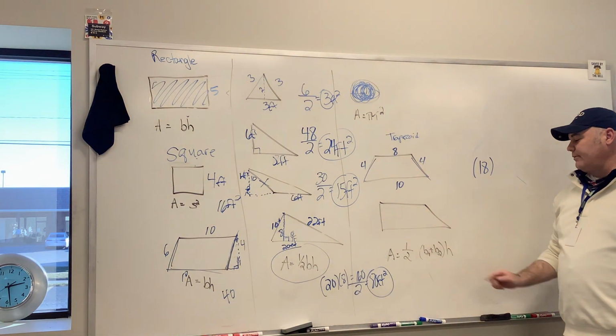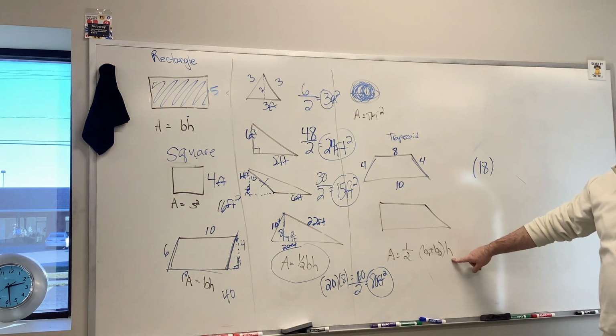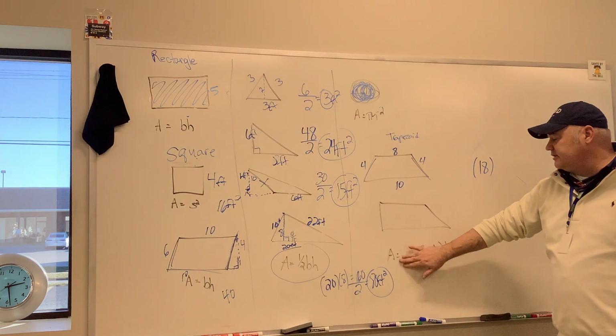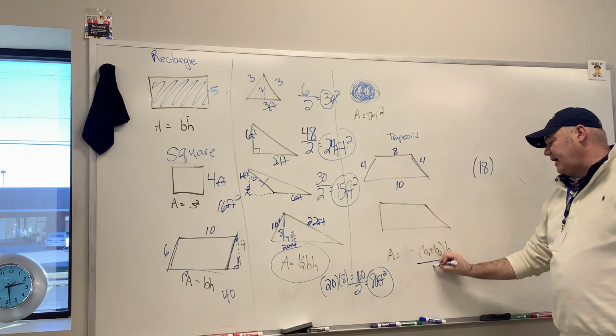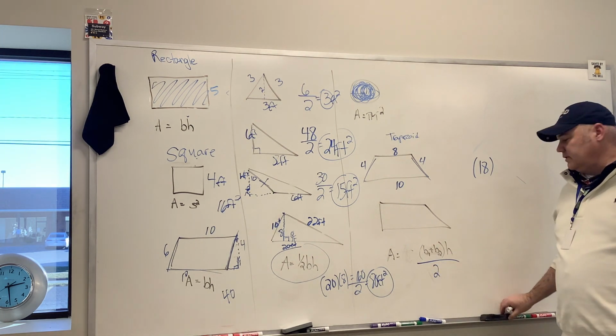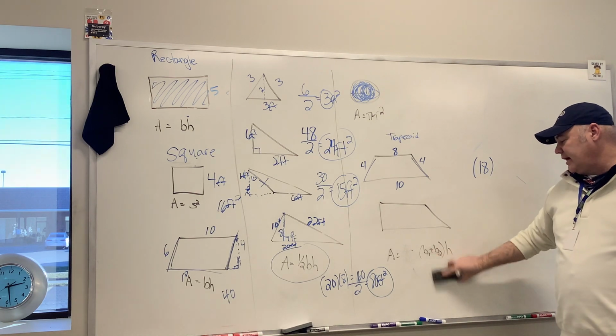Okay, and now we need to multiply it times the height. We're going to do that, and then at the very end, remember I said we're going to divide by 2. Sometimes you'll see this formula written like this, in fact. Sometimes people write it like that, meaning do all this first and then divide by 2, and that's fine. There's other ways to write this.